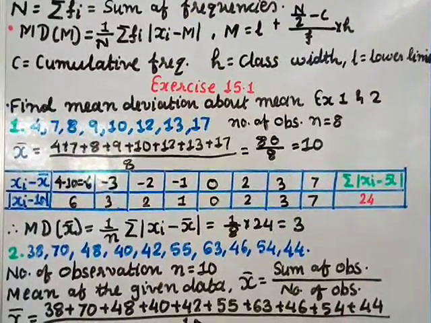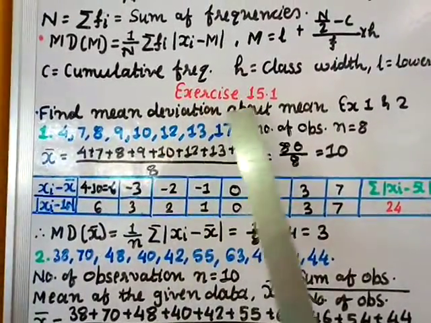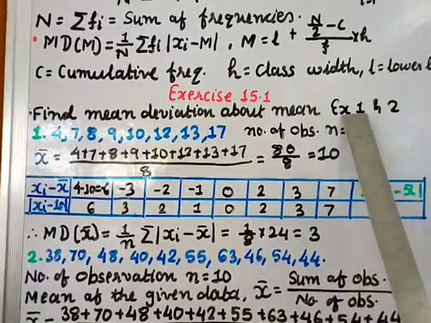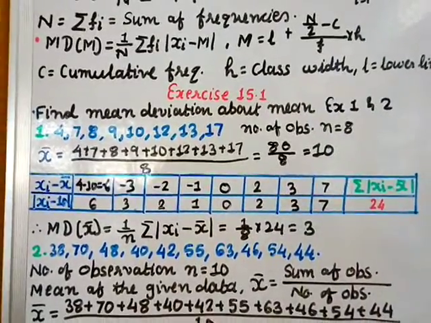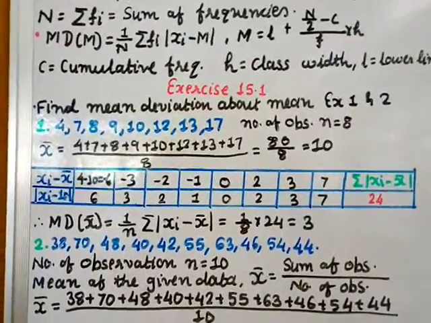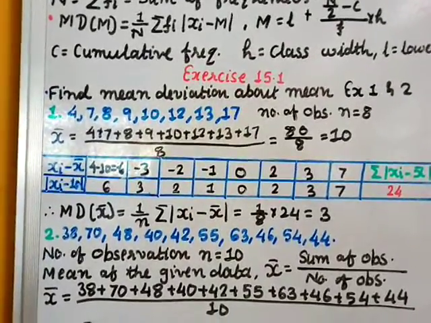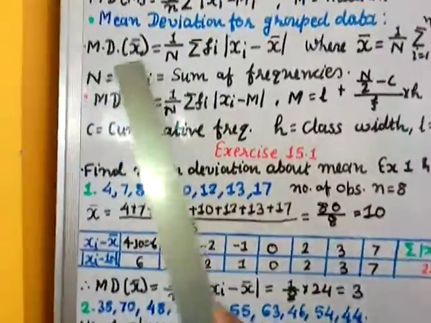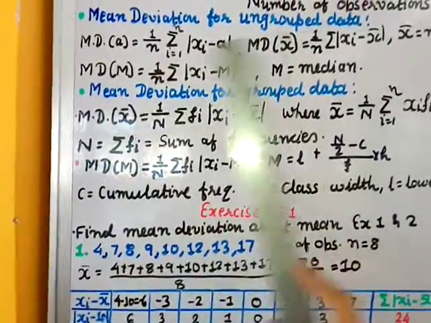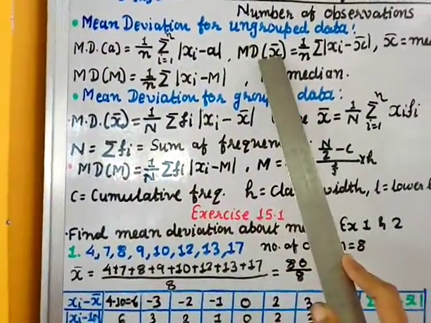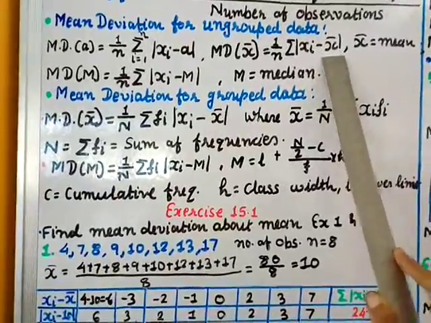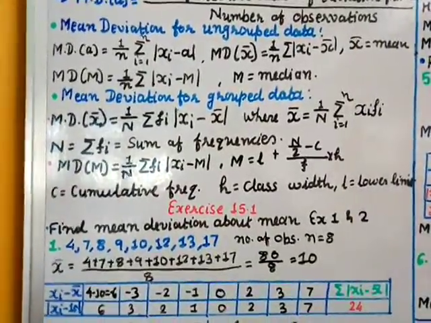Exercise 15.1. Find mean deviation about mean. For exercises 1 and 2, that is questions 1 and 2, we have to find the mean deviation about the mean. So first we have to find the mean, and then using this formula, for the ungrouped data we'll use this formula. So for the mean we'll use this formula and find it, but before that we have to find the mean.